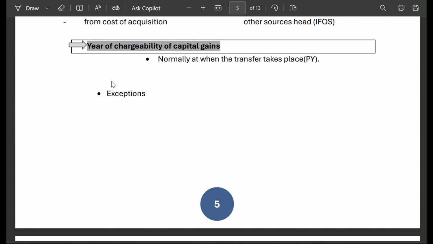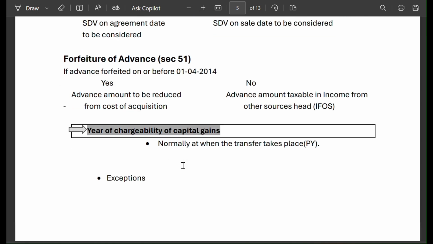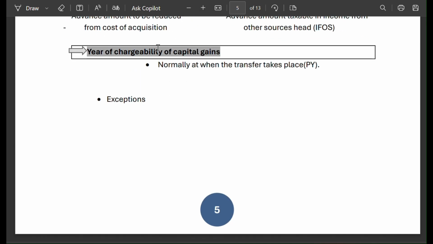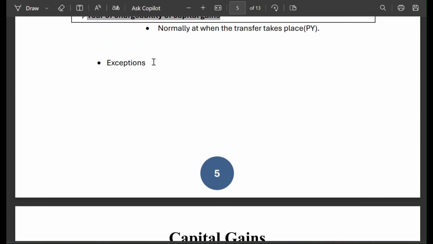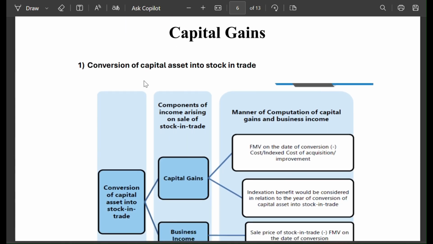First of all, previously we ended at the forfeiture of advance. Now we are starting from the year of chargeability of the capital gains. Normally, capital gains are chargeable at the time when the transfer takes place. But in exceptional cases, it will be chargeable at the time of the sale or the transfer of the final good. That is the case of conversion of a capital asset into stock in trade.